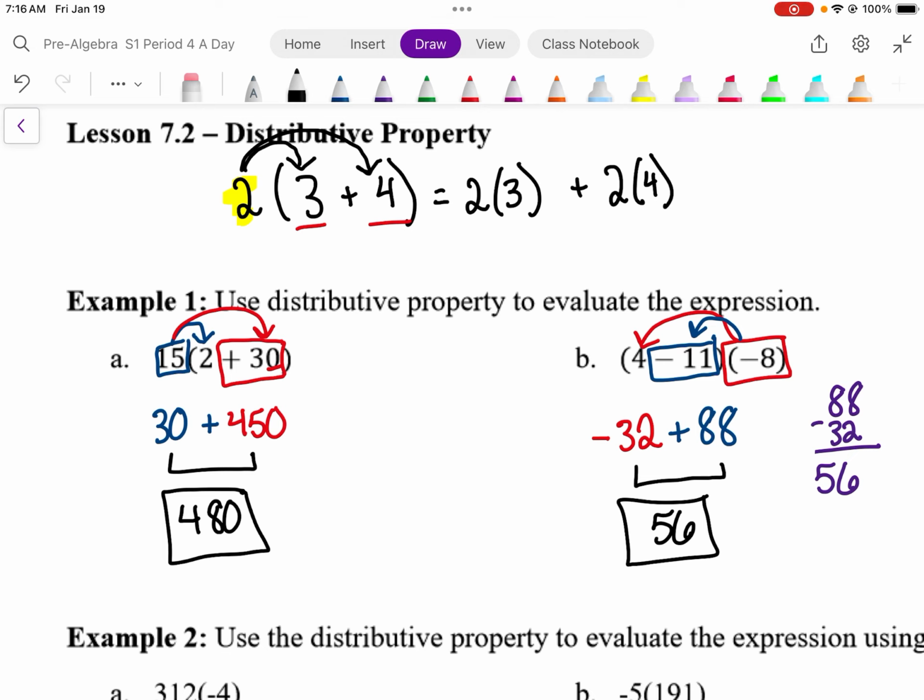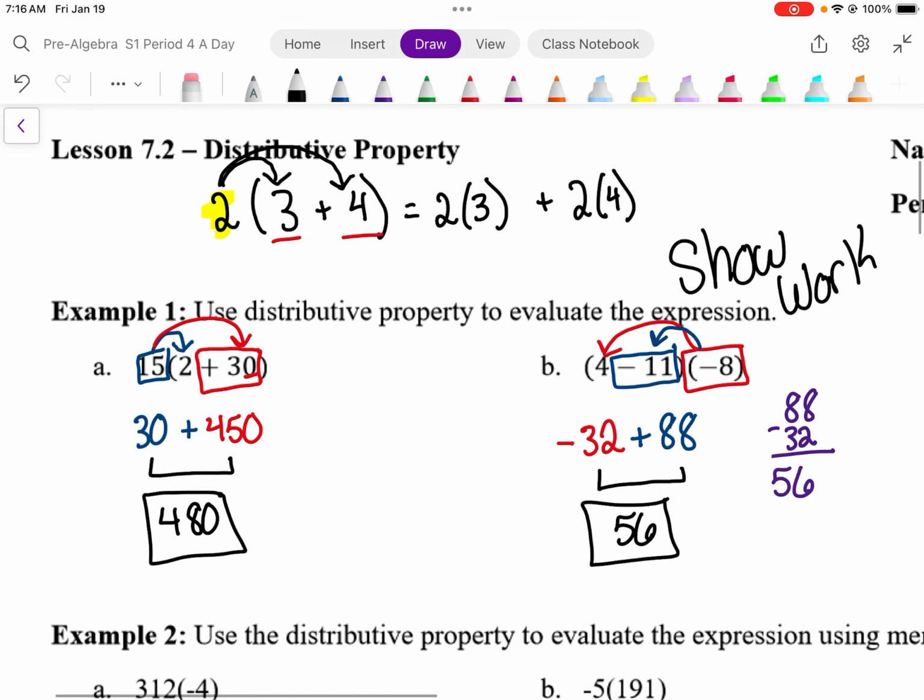And while you're doing this, if you want to use a calculator, that is okay to help you with the multiplication. While you're doing it though, you have to show your work. So you are going to get credit for showing your work, but you can use a calculator to help the multiplying and the adding and subtracting. That is okay.